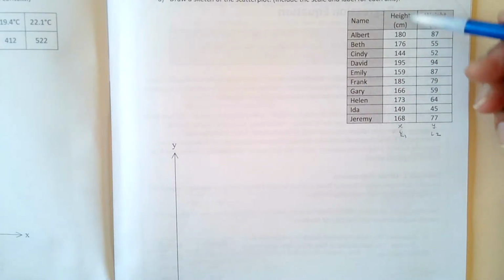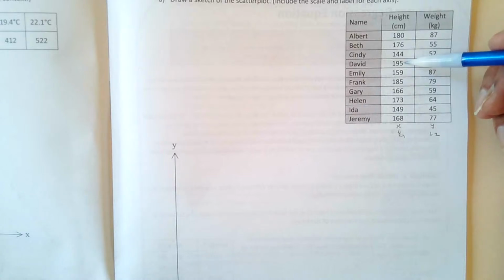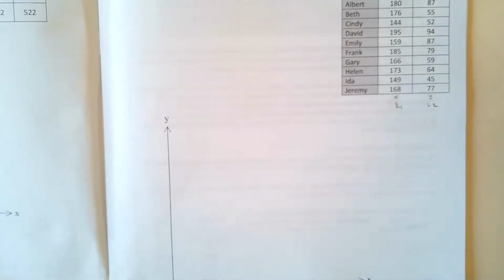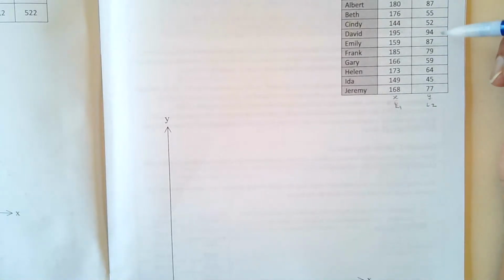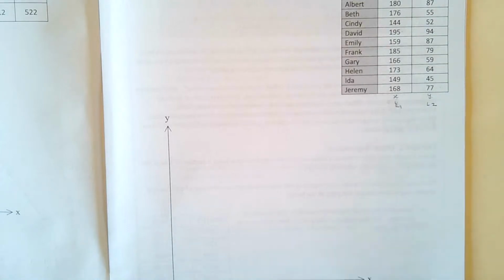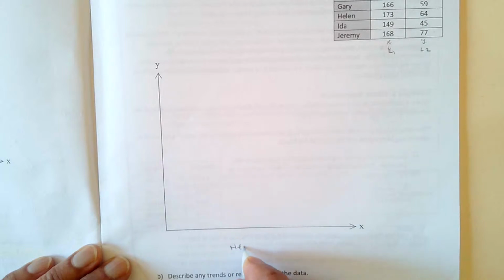Your scale, we need to go up to the maximum here at 195, so you need to go up to 200. So on your x-axis here, you should go up to 200, your maximum, and as you see, your minimum. And your height, your weight, which is your y, the maximum 94, we'll make that 100. So let's label our x and y axis here first. So we have height here, and that's in centimeters.